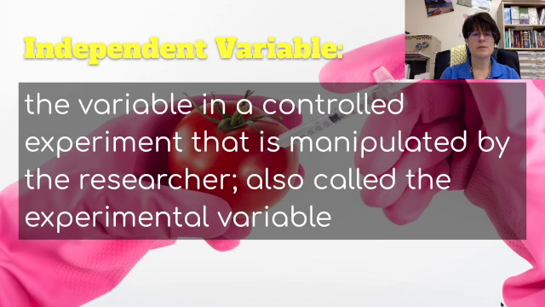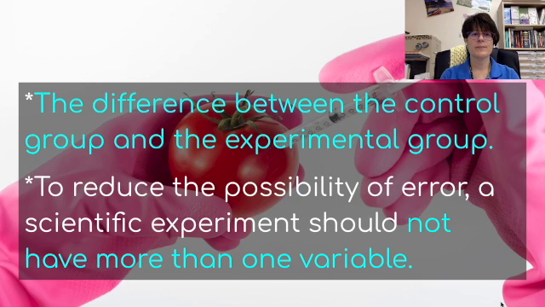In a controlled experiment, we have what is called the independent variable. This is the variable in a controlled experiment that is manipulated by the researcher. It's also called the experimental variable. So here we have a syringe that's being inserted into the tomato with, I don't know what it is, maybe some kind of chemical. And that is the independent variable because we're treating it with something.